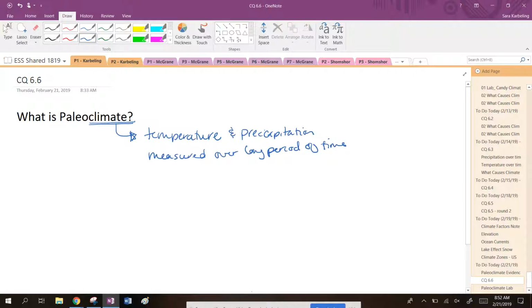Right? So it's kind of like the general patterns that we see in temperature and precipitation over a long period of time. Yeah. Paleolithic time period, probably. Say that again. In the past. Are you doing the paleo part now? Yeah. Have you heard the word paleo before? Or the prefix paleo?